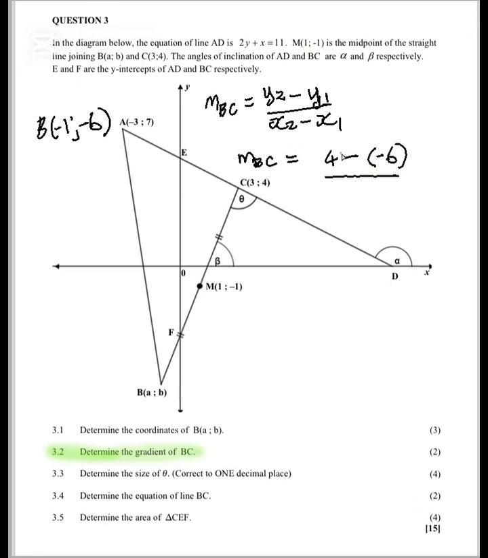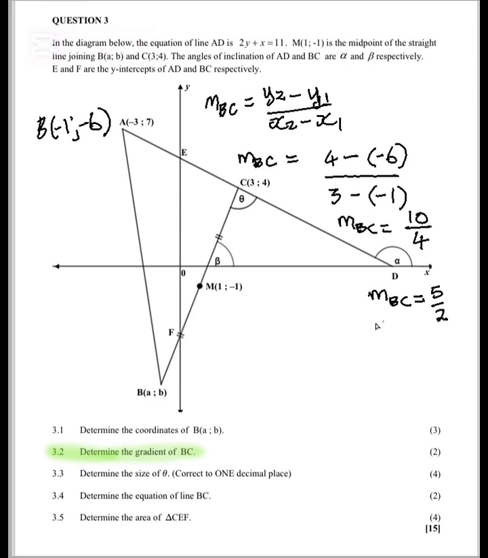y1, which is -6, over x2, which will be 3, and then minus x1. Our x1 will be -1. So gradient BC is equal to 10 over 4. Then gradient BC is equal to 5 over 2.